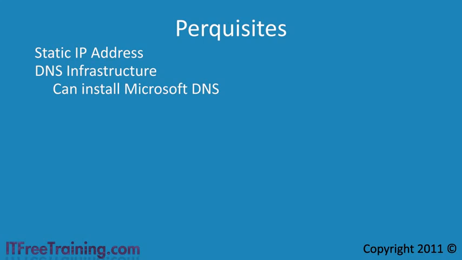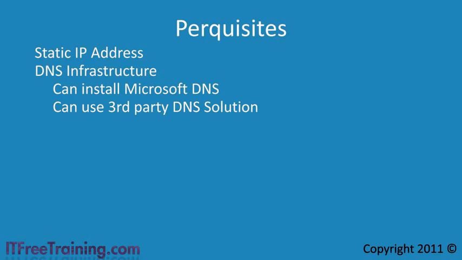Later on in the course, I will cover DNS in a lot more detail. For the present, I will install DNS with the domain controller, accepting all the defaults. This way, I can concentrate on Active Directory. I promise that later in the course, I will cover DNS in a lot more detail. Active Directory requires DNS infrastructure, but it does not have to be Microsoft's. If you have an existing DNS infrastructure, such as Unix-based DNS, you can use that as well.